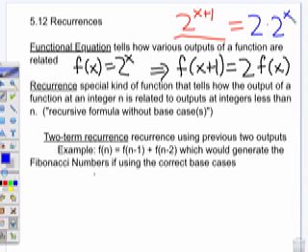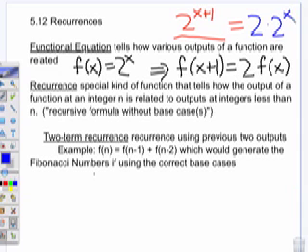Now, one of the most common examples of functional equations are what are known as recurrences, which are basically the recursive models we've been working with. A special kind of function that tells how the output of a function at an integer n is related to outputs at integers less than n. I think of it as a recursive formula without base cases. So you're not given, for example, f of 0 is 7. You're just given that bottom line of the recursive formula, where it says 5 times your previous output.